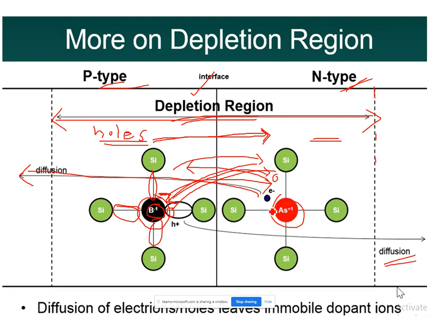The same case is with the n-type material also. Here we have excess electrons. Whenever the excess electron diffuses to the other side, towards the p-type material, we say the arsenic has lost an electron, or in other words, the arsenic has donated one electron. And whenever arsenic has donated an electron, a positive charge develops across it, and it is called a positively charged ion.